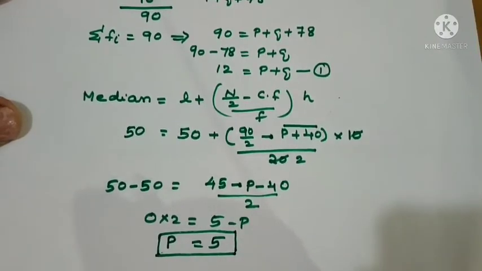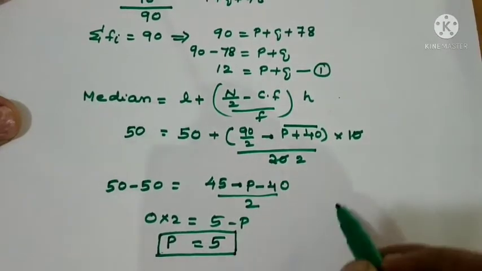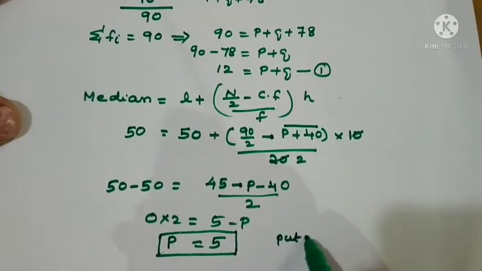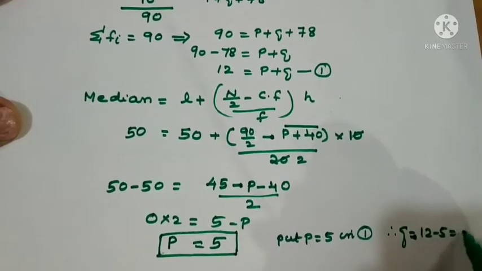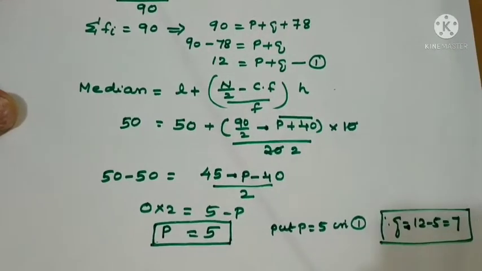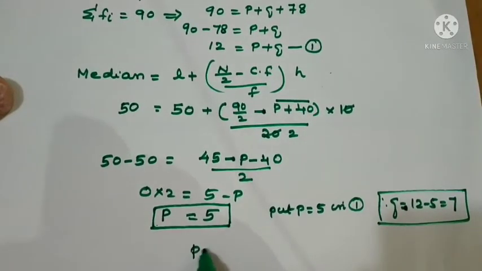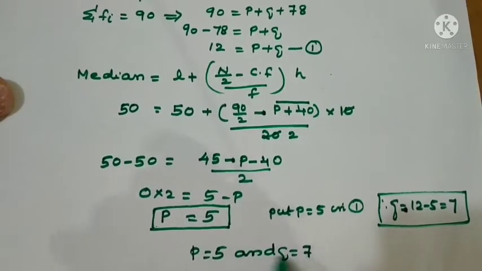Missing frequency means not only P; Q also we should find out. We know that, putting P equal to 5 in equation 1, therefore Q equals 12 minus 5, equal to 7. So what are the values of P and Q? P equal to 5 and Q equal to 7.